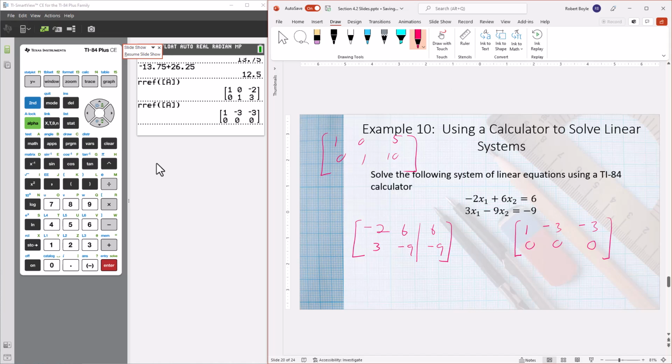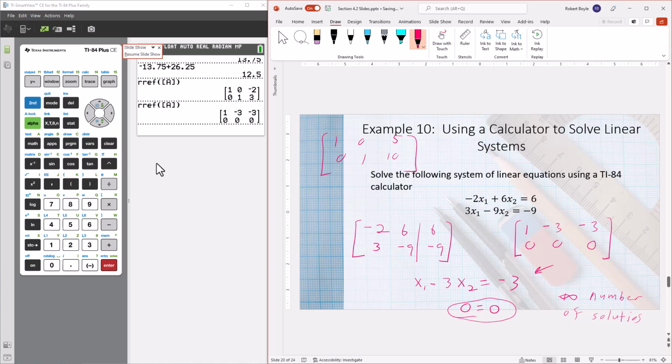As a matter of fact, if you actually wrote down the equivalent equations, you would have that x1 minus 3x2 is equal to minus 3. And the second one is that 0 equals 0. If you ever have something that looks like this, that tells you that you have an infinite number of solutions. Or that the solution set is all points that are defined by this particular line.